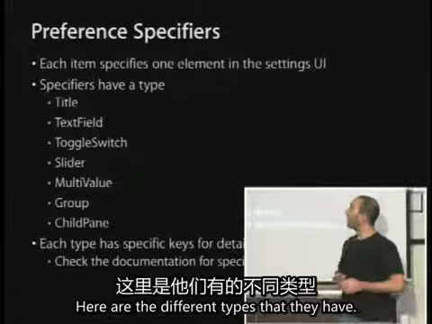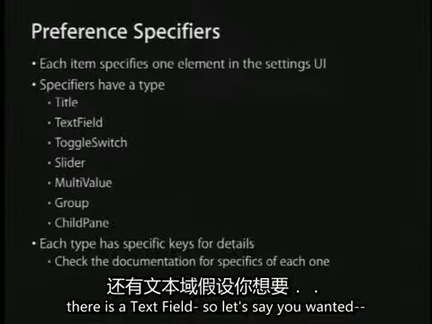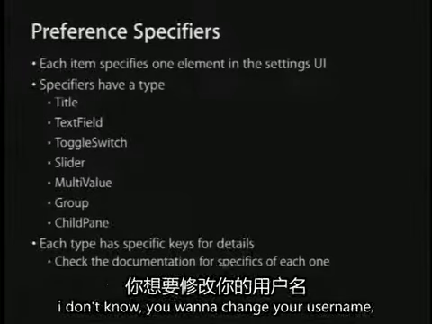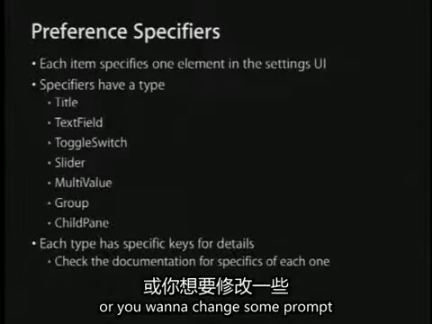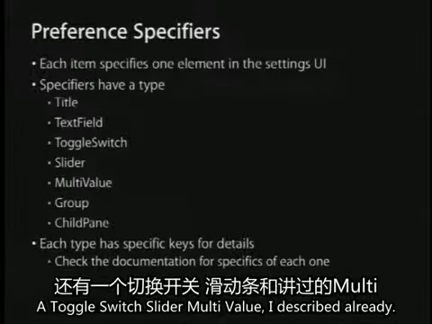Here are the different types that they have. So there's a title, which is really just a text string. There's a text field. So let's say you wanted, I don't know, you want to change their username, or you want to change some prompt that they see every time they launch. Toggle switch, slider, multi-value I described already.